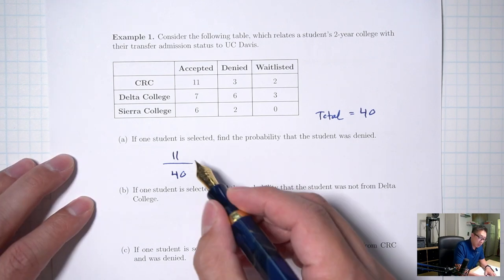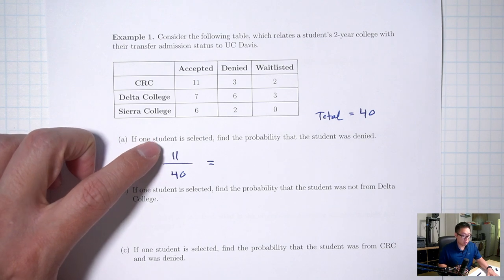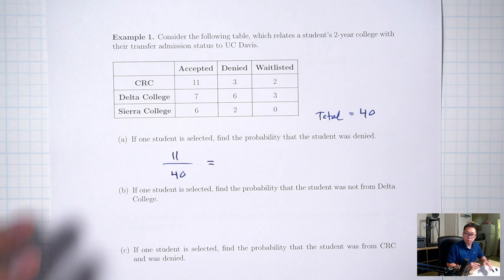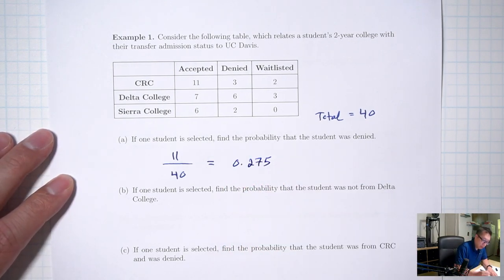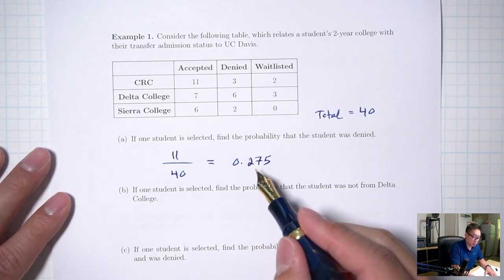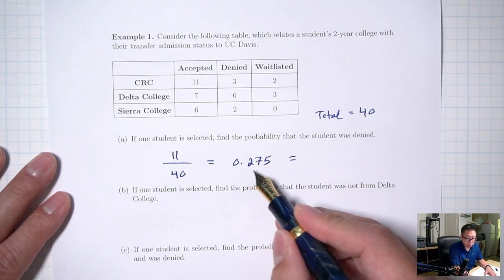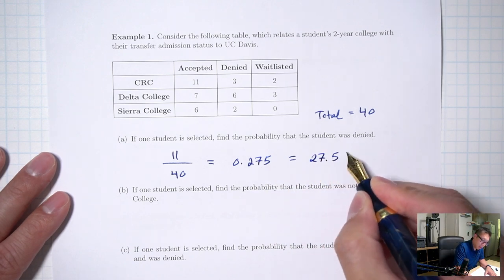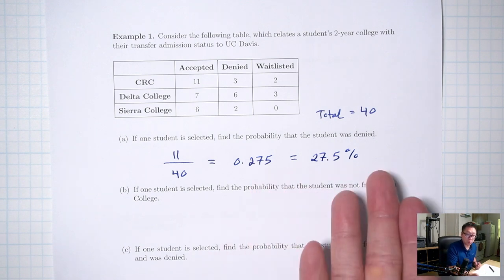That's a fraction. We can also convert this to a decimal. So 11, to convert it to a decimal, you're going to divide 11 divided by 40 and we get 0.275. And then we can also convert this to a percent, which we're probably more used to. So 0.275 as a percent would be, move the decimal two to the right, and you get 27.5%. So there's a 27.5% chance of selecting a student who was denied.